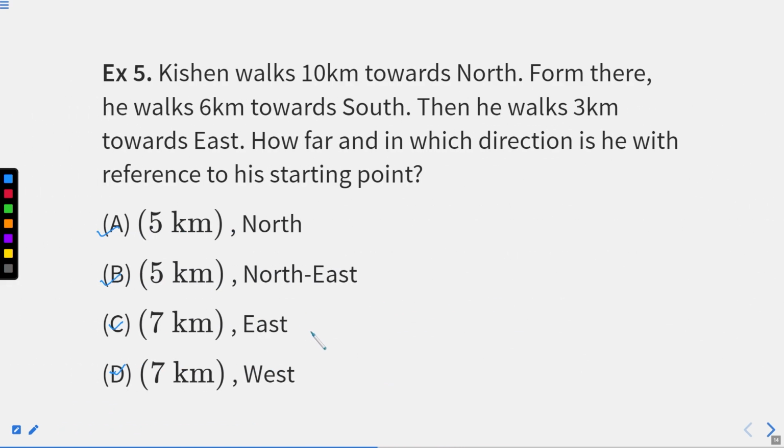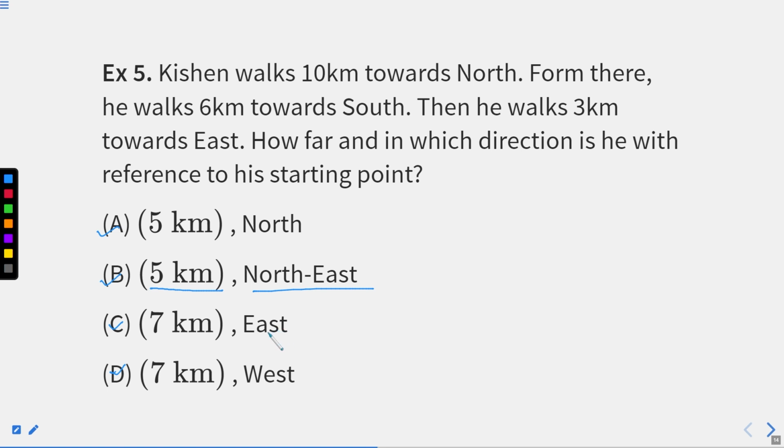So from here you can find that option B satisfies both the conditions, that is 5 kilometers in distance and northeast as the direction. I hope you are able to understand this question well. What is the major difference in this question? The difference is that here we are finding the distance as well as the direction. I hope this question is also clear.